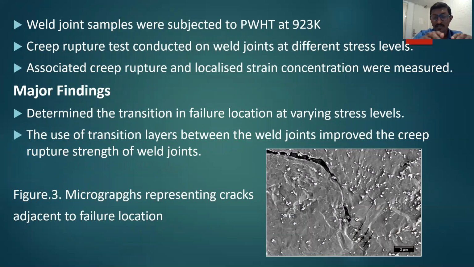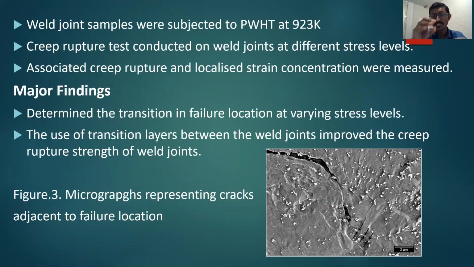After the welding process, the weld joints so formed were subjected to post-weld heat treatment at a temperature of 923 Kelvin. Followed by the post-weld heat treatment, creep rupture tests were carried out at different stress levels of 160 megapascal, 180 megapascal, 210 and 220 megapascal. At these stress levels, the creep tests resulted in creep rupture data, which was recorded using a Monkman-Grant relationship.